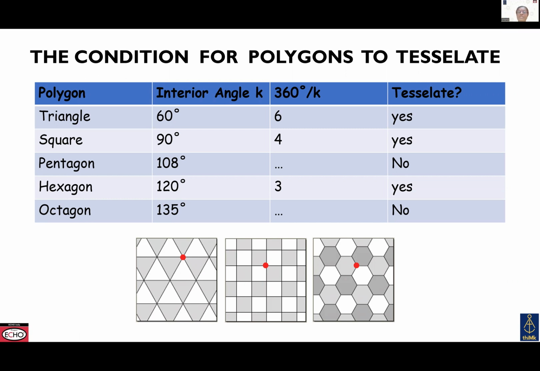As you can see, the interior angles of pentagons and octagons are 108 and 135, and these do not divide 360. Therefore, we have only 3 regular polygons that make regular tessellations. Forming a tessellation with a single regular polygon is also called a regular tessellation, and only 3 such polygons are possible: the triangle, the square, and the hexagon.